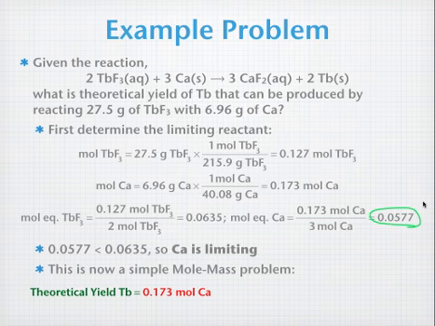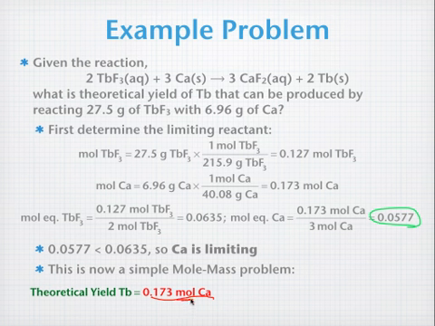So far, so good. So now it's a simple mole to mass problem. The theoretical yield is almost always required in grams. I will tell you specifically grams, but if I don't want grams, if I want moles, I will specify that. So as we did before, we're going to start with the limiting reactant. There's our limiting reactant, calcium, to get to the theoretical yield of terbium.